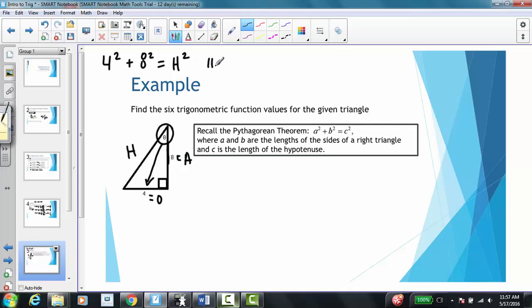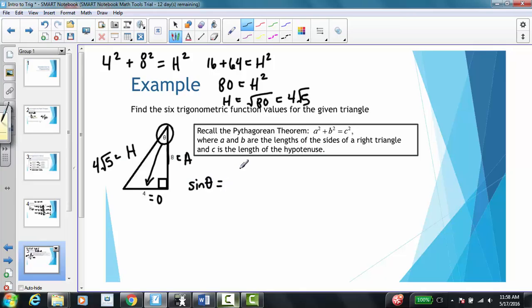So that's going to give me 16 plus 64 equals my hypotenuse squared. That's 80 equals my hypotenuse squared. So my hypotenuse equals the square root of 80, which reduces down to 4√5. So now I know my hypotenuse is 4 square root 5. Now that we have all of the sides of my triangle, we can find the 6 trigonometric function values.